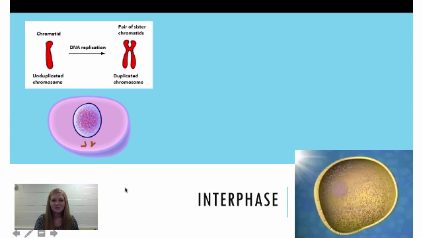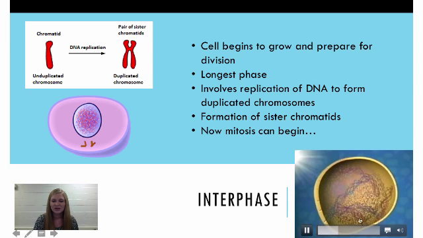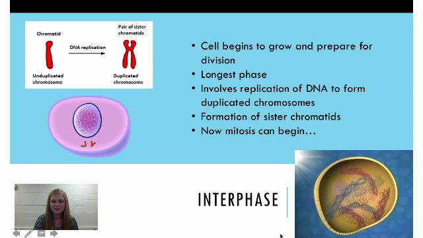So the phase leading up to mitosis, and also the longest phase, is interphase. This is when the cell begins to grow and prepare for division. It involves replication of DNA to form duplicated chromosomes, which are the sister chromatids here. And after this phase, mitosis can begin. Now if you look at our little video clip, you'll see as the DNA begins to condense into chromosomes and duplicate and form the sister chromatids.